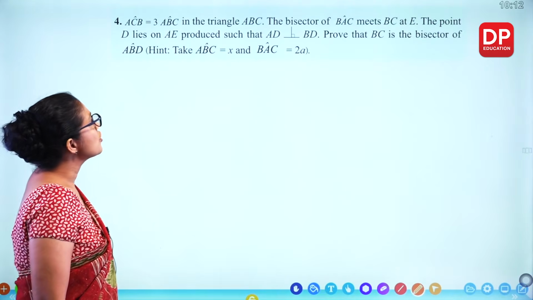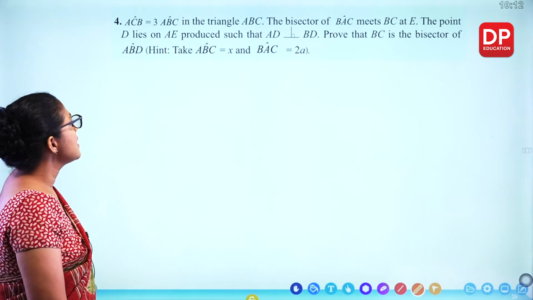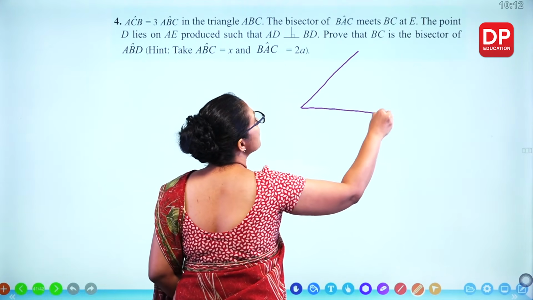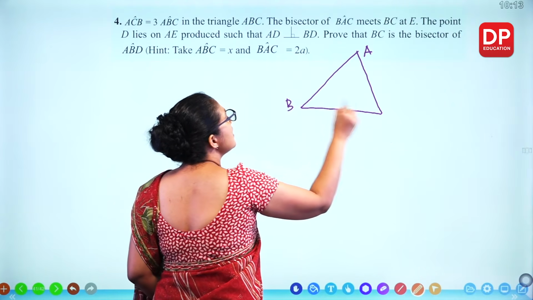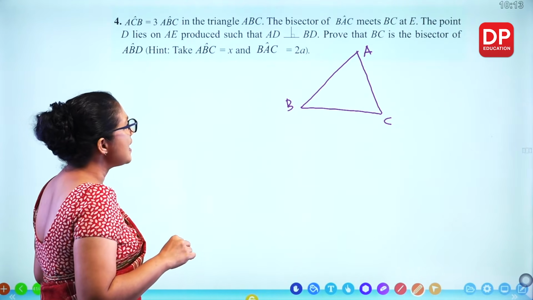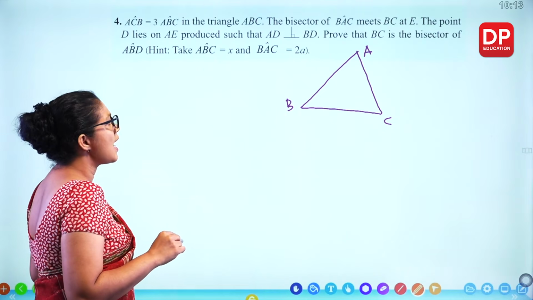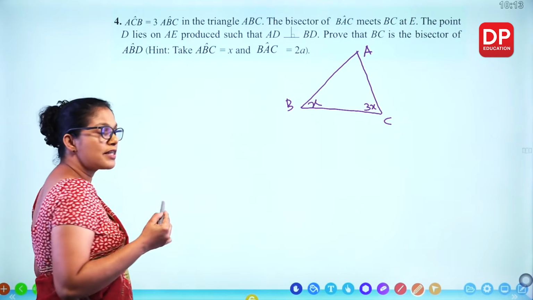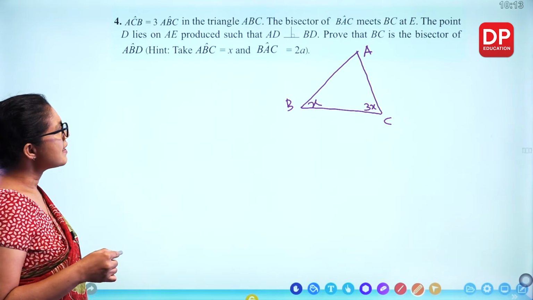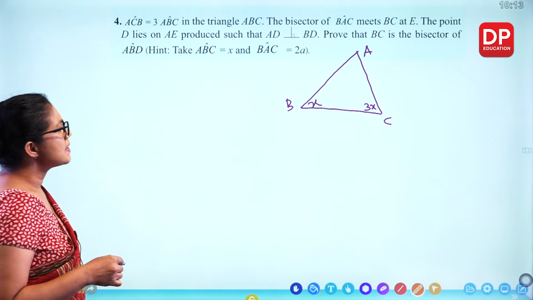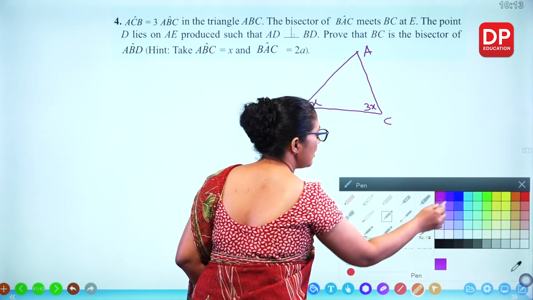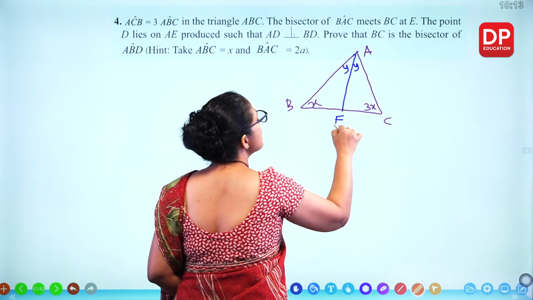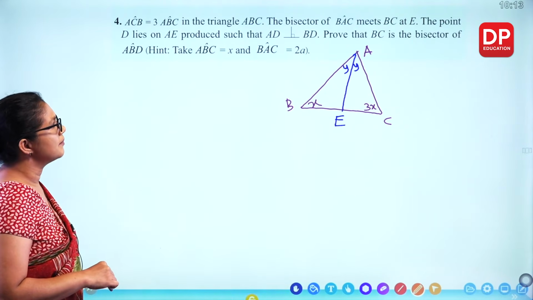Now we'll look at the fourth question. It says ACB is 3 times ABC in a triangle ABC. So shall we draw the diagram. In a triangle ABC, ACB is 3 times ABC. So if this is X, this is 3X, 3 times bigger. The bisector of BAC meets BC at E. So here the bisector, if it's Y and Y, meets BC at E.